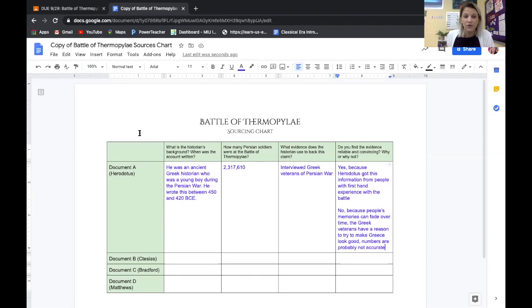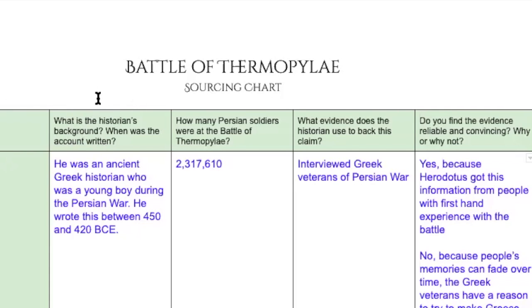numbers compare. So we are going to answer just the same questions for these other 3 documents that we did for document A. What is the historian's background and when was the account written? According to the account, how many Persian soldiers were there at the Battle of Thermopylae? What evidence does the historian use to back up this claim? How did they arrive at that number? And finally, do you find the evidence reliable and convincing? Why or why not? As a reminder, it's not enough to just write yes or no. You need to explain why you are choosing that side.